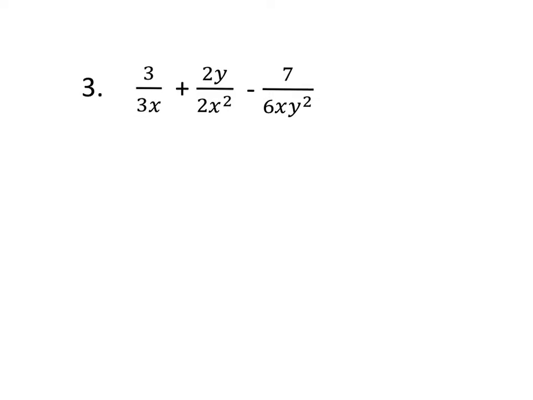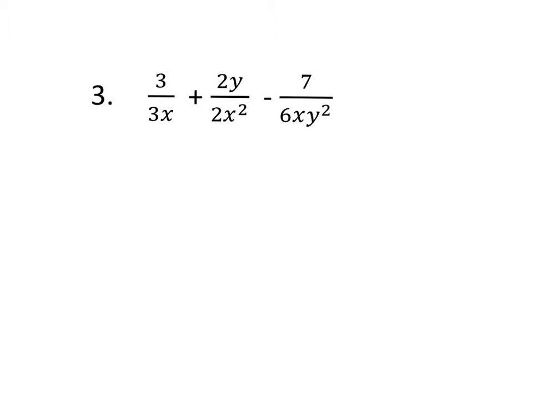Number 3 is an addition and subtraction one. Remember, on these we need to have a least common denominator. In this example, the 3, the 2, and the 6 have a least common multiple of 6. The greatest power of x that I have is x squared, and the greatest power of y I have is y squared.